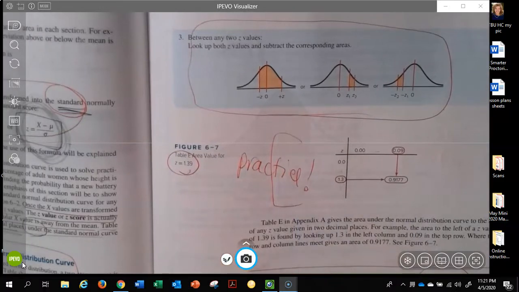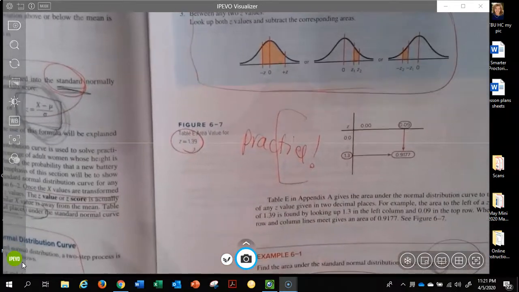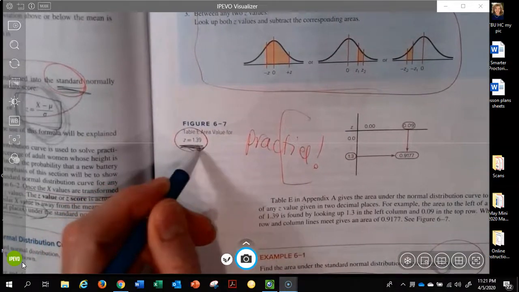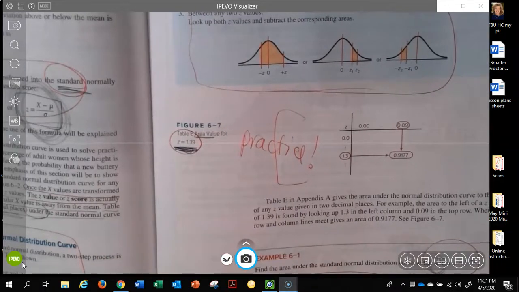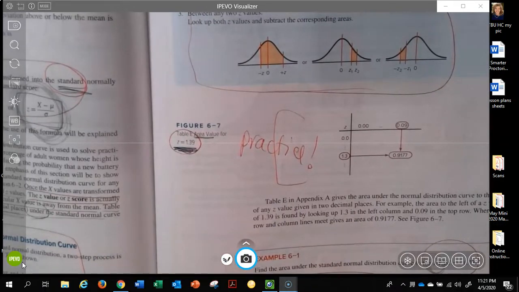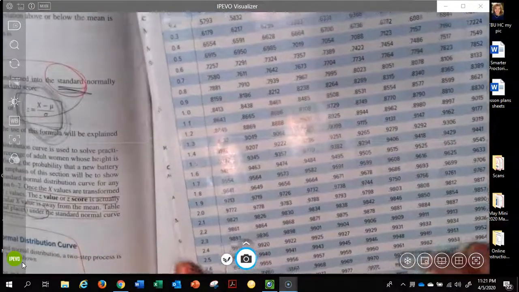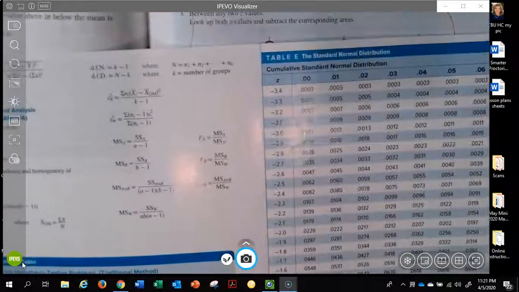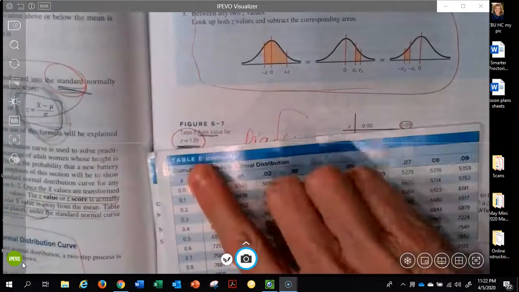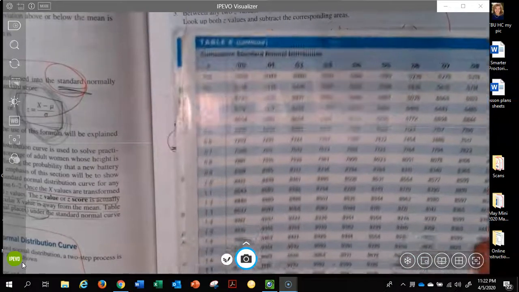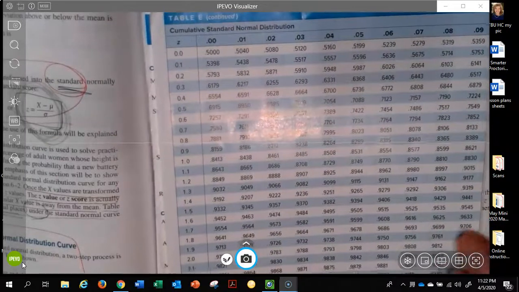Before we go on and look at these examples, I want us to practice. They're asking us to find the area value for z equals 1.39. So I'm going to look on my chart, and I'm going to notice that all of these are positives. This is table E. Then I'm going to look at table E on the back side and notice that all of these are negative. Since they're asking us to find a positive 1.39, I'm going to go to this side of the chart, which is positive. Sorry about the glare. It feels just like in classroom.